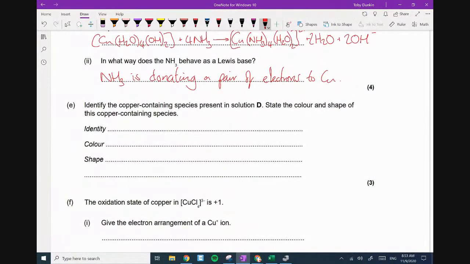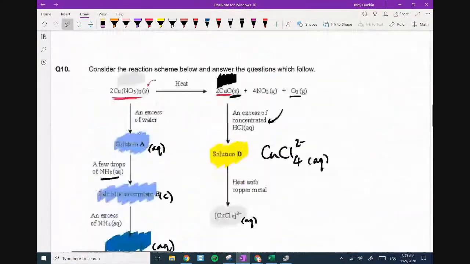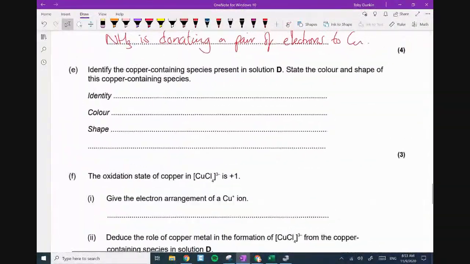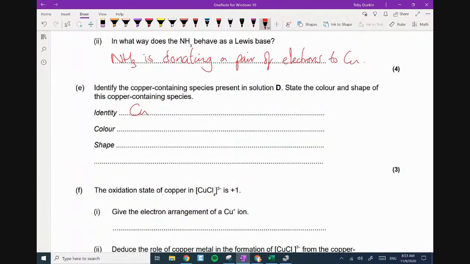Next, identify the copper-containing species in D. State the color and shape of the containing one. Where's D? D, okay. This is going to be really nice to check the mark scheme on, folks, because the identity, of course, is CuCl4 2-, square brackets 2-. The color I'm going to put is yellow, but they will also accept green. They're saying even concentrated HCl has a small amount of water in it, but yellow is the preferred color. Yeah, we're going to see yellow.